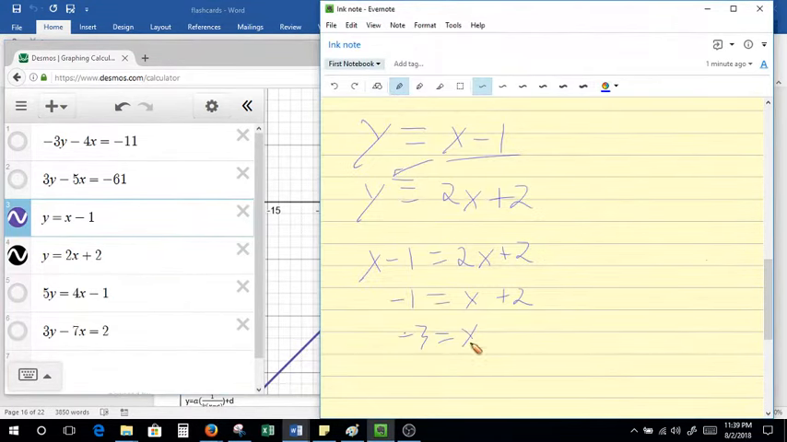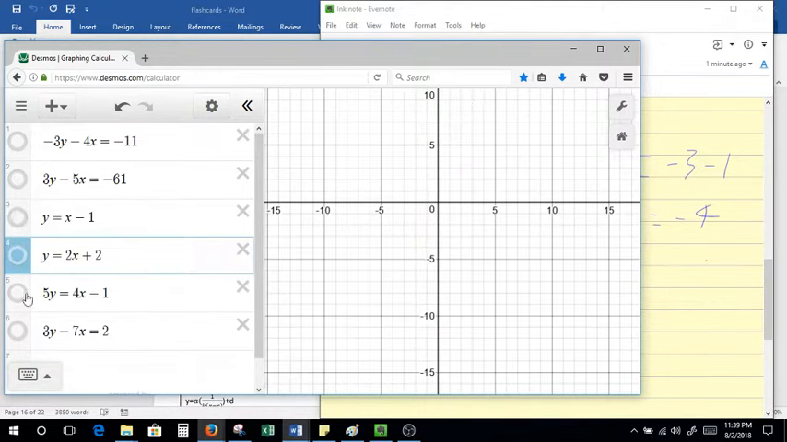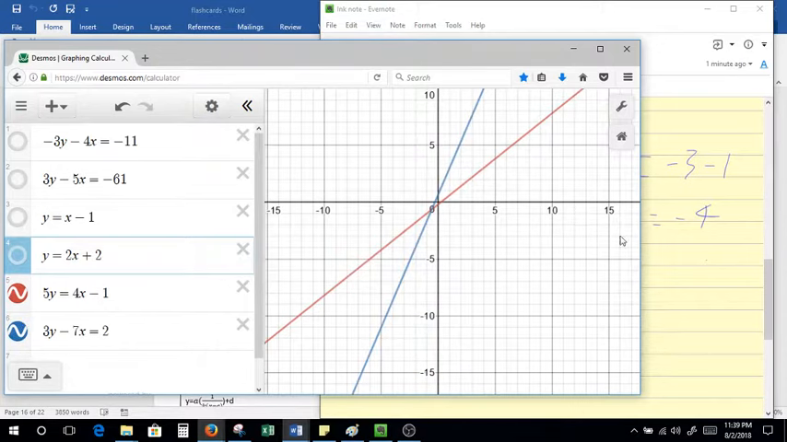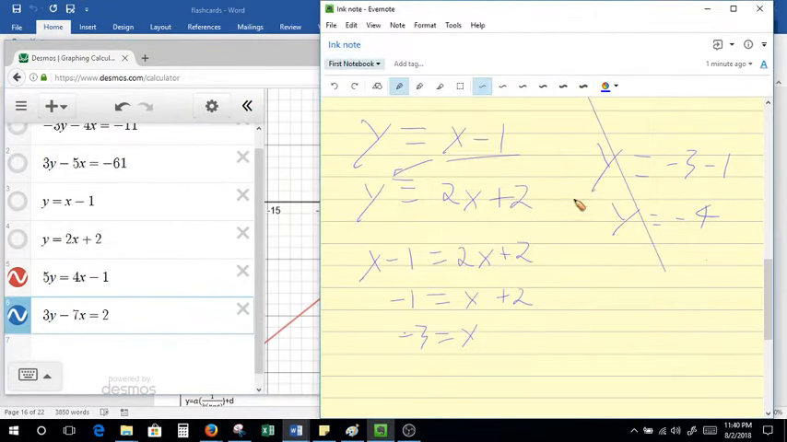To find our y value, again, we just plug into either equation. This top one looks like it'll be the easiest. y equals negative 3 minus 1, therefore y equals negative 4. And we are correct. So here's one that's a little less obvious. We'll solve it both ways, and you can kind of decide. The answer is not very simple. I can't even tell which one it is, but we'll give this a shot.